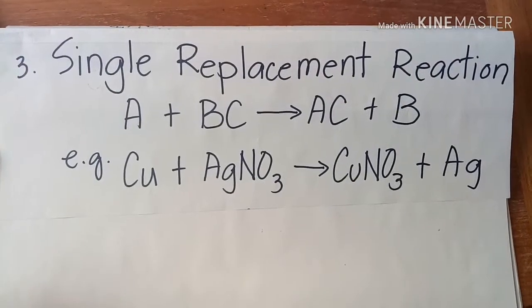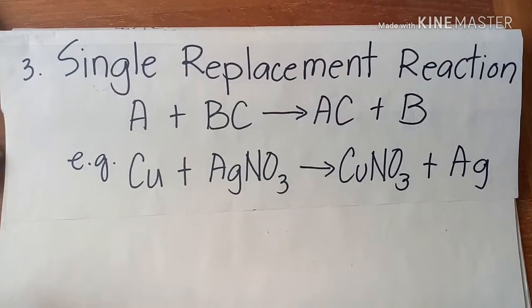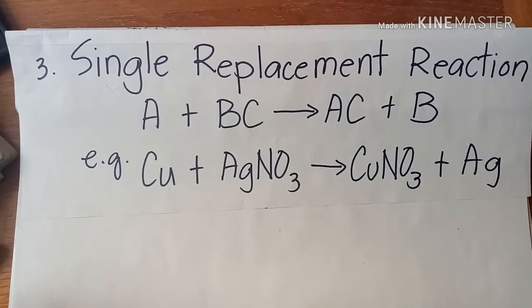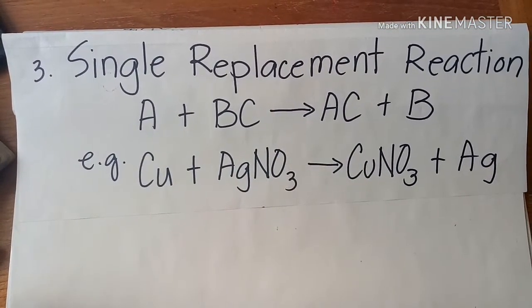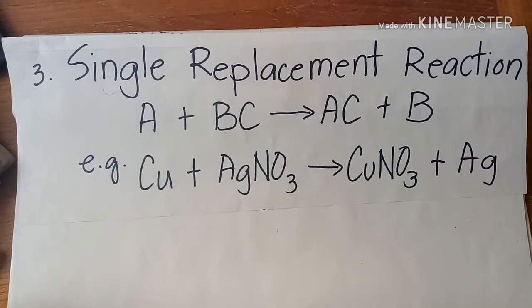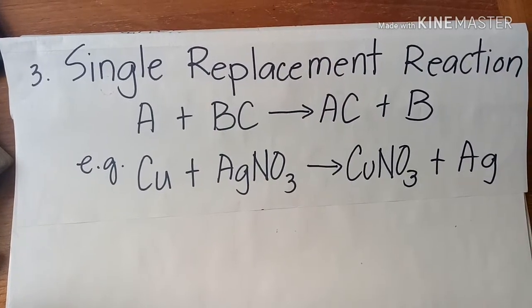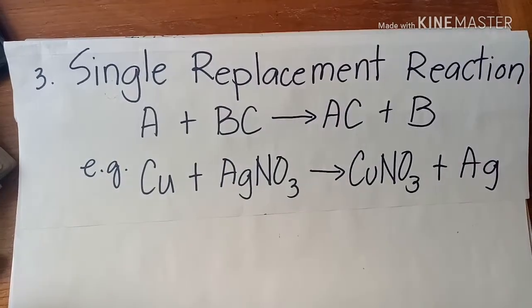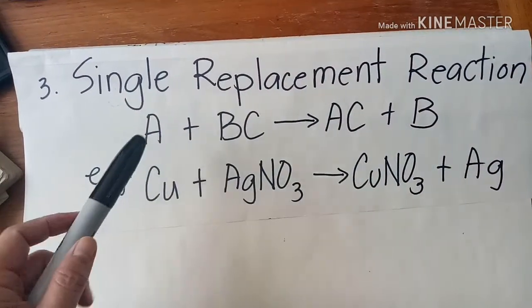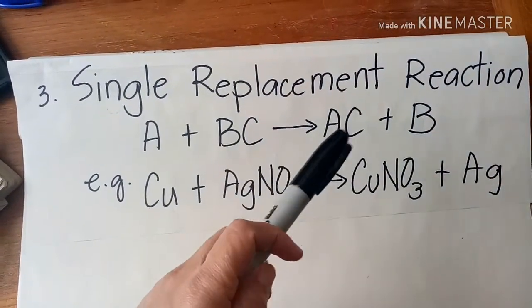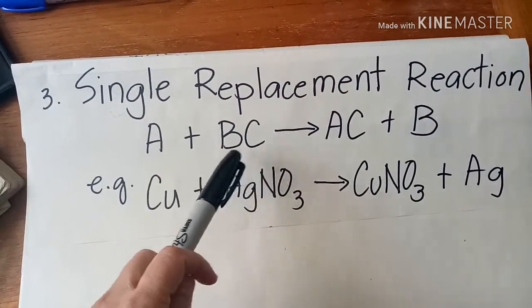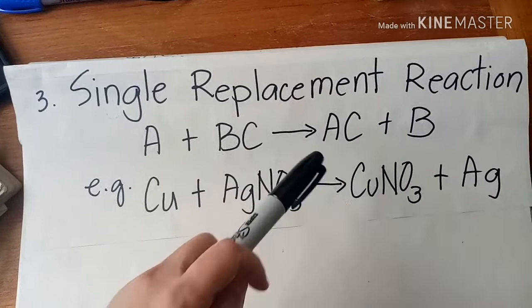Alright, the third one is the single replacement reaction. Sometimes they are called substitution reactions. In this reaction, an uncombined element replaces another element in a given compound. So our general equation for single replacement reaction is A plus BC yields AC plus B, wherein A plus BC are the reactants and AC plus B are the products.